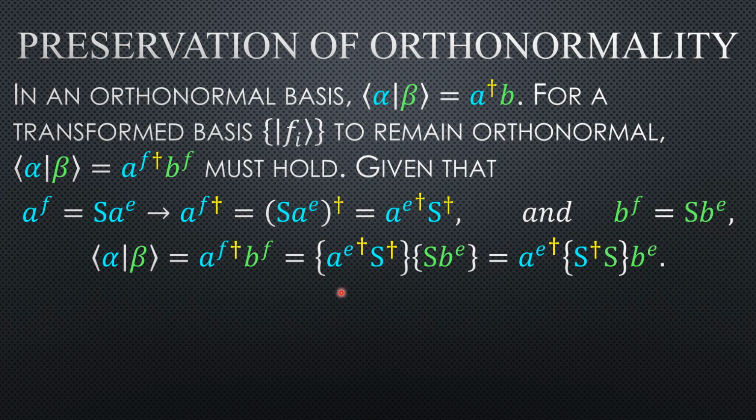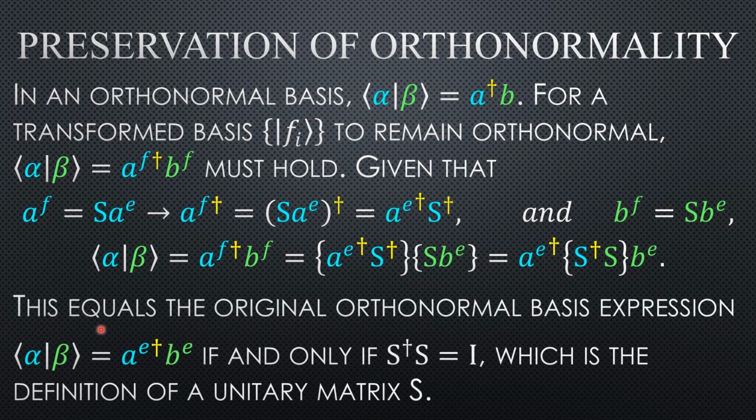As a result, when we take the inner product and look at this, we see that we have AF dagger BF, but sub in this definition here, use associativity, and we see that in order for S dagger S to go away, to restore the original statement, this has to be unitary. So this equals the original orthonormal bases expression, alpha beta equals AE dagger BE, if and only if, because there is no way around it, S dagger S equals I, which is the definition of unitary.